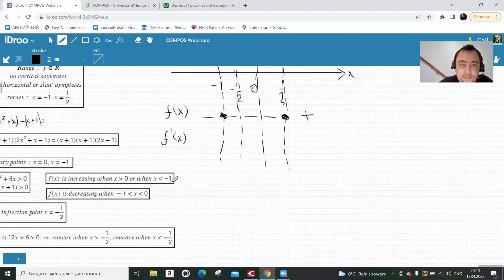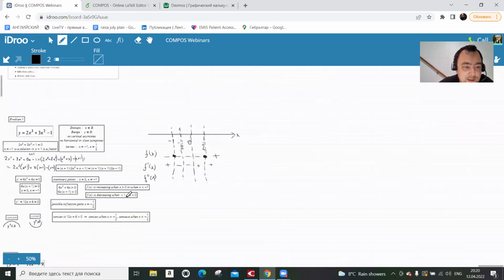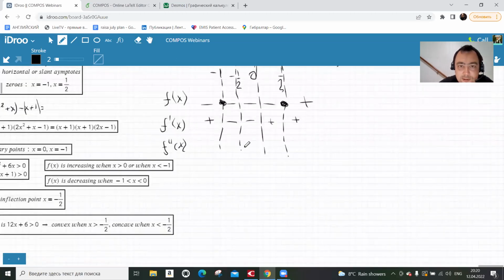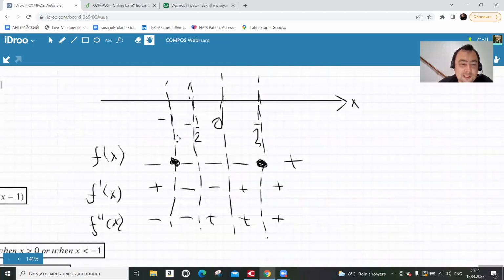Function is increasing, decreasing, and increasing. Then the second derivative. So it's convex here, so the second derivative is positive, and here it's negative. And now the thing that I enjoy the most.